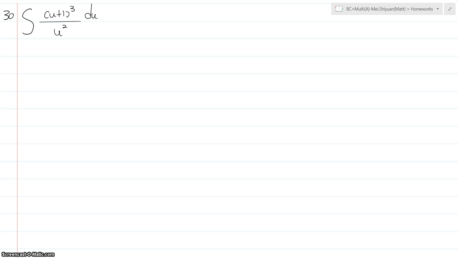So first, this is the integral of (u plus 1) cubed over u squared. Since u is already used as the variable inside the problem, I'll use a and b instead. So a equals (u plus 1) cubed, and a prime therefore equals 3 times (u plus 1) squared, and b prime equals u to the negative 2, which is 1 over u squared. Therefore b will be negative u to the negative 1, which could also be written as negative 1 over u.